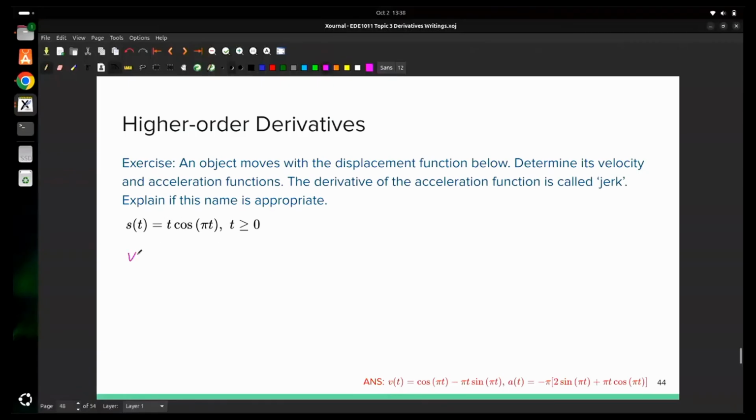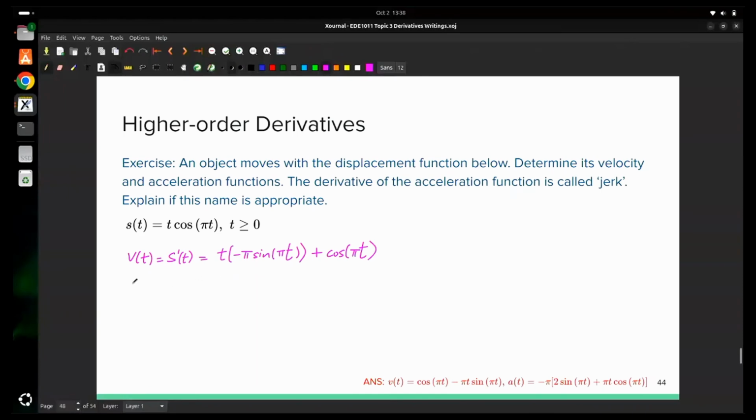So let's look at the velocity. Easy peasy, s prime of t. This one should be like a giveaway kind of question. So now, t cosine pi t, a product, so use the product rule. Keep the whole t, differentiate cosine pi t. So you get minus pi sine pi t. Obviously I use the chain rule, right? Plus differentiate t, keep the whole cosine pi t. So that's the answer.